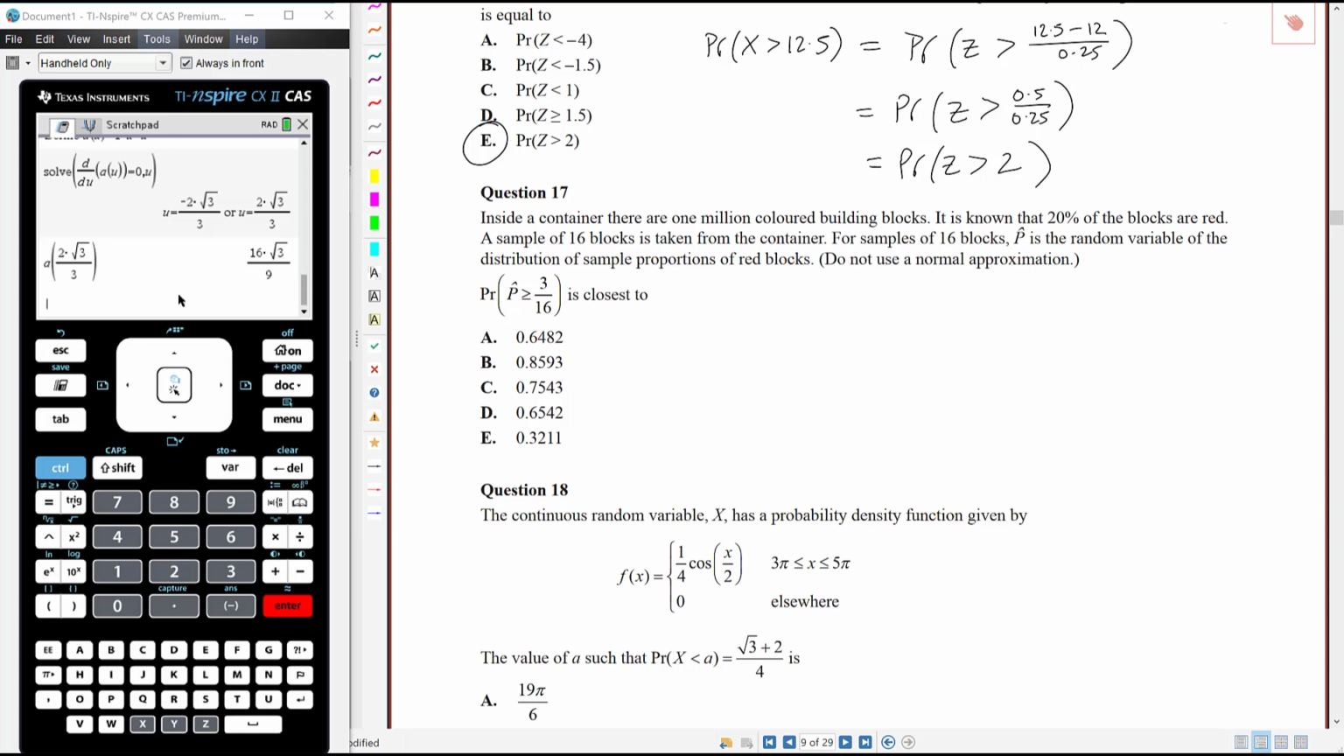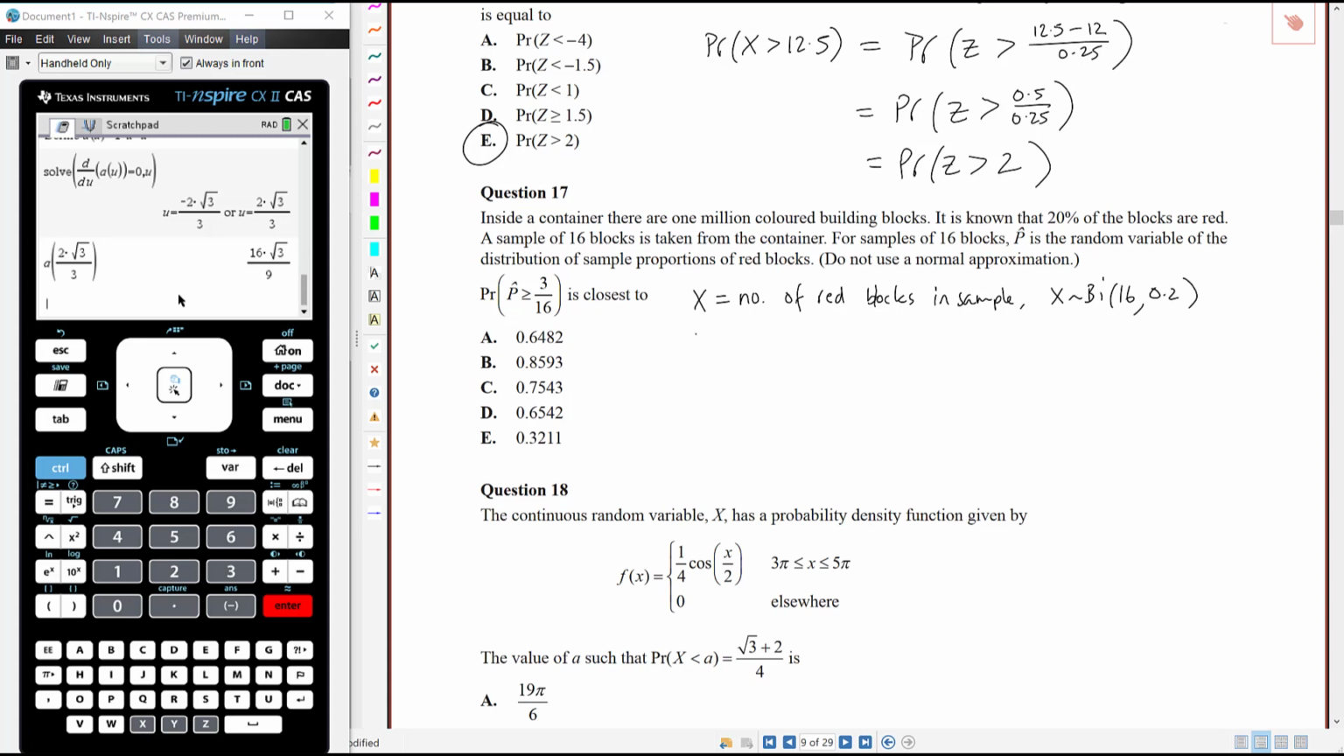For samples of 16 blocks, p hat is the random variable of the distribution of sample proportions of red blocks. Do not use a normal approximation. Okay, so essentially we need to use the binomial. We want to know the probability that p hat is bigger than 3 on 16. Let's be clear about what's happening here. I'm going to define a binomial variable where x is the number of red blocks in the sample, and x is a binomial variable. We're choosing a sample of 16 and the probability that it's red is 0.2.